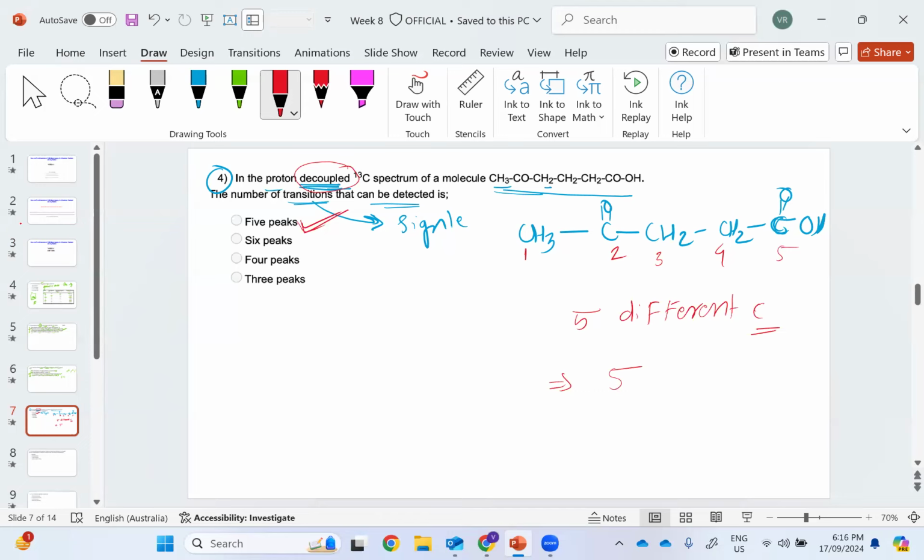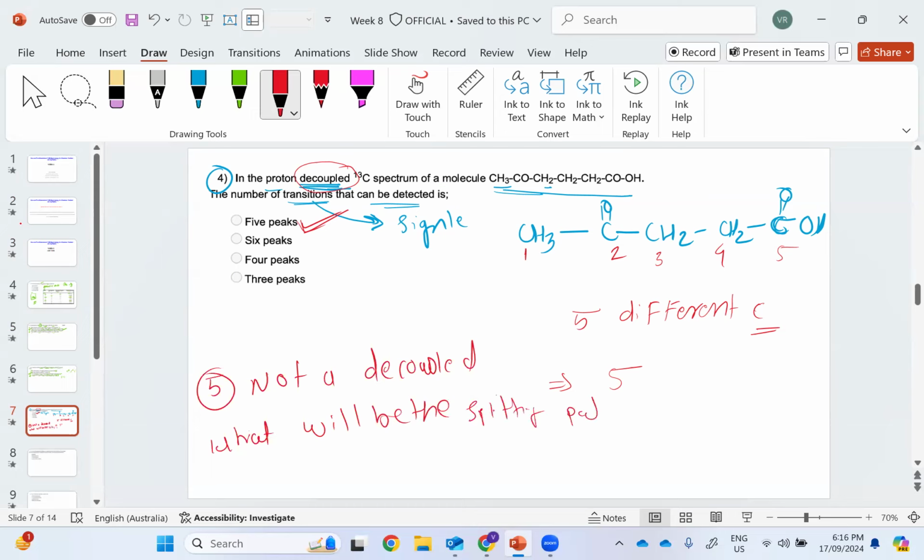So let's take the same example. Let's say question number 5. If it is not a decoupled spectra, what will be the splitting pattern? So if it is not a decoupled spectra, then in that case, what will the splitting pattern for this molecule look like?